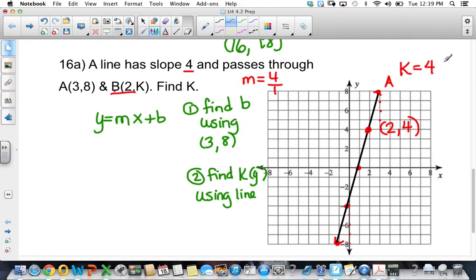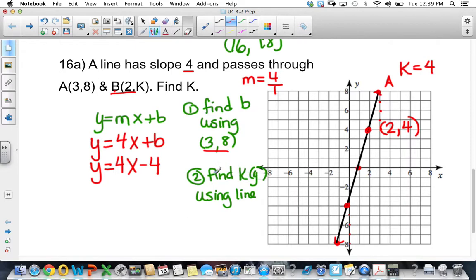Pretty easy. Now I'm going to show you algebraically how to find this to make it a little more challenging. So first thing we want to do is find b. Let's assume that we didn't graph it. Oh, we already know what b is, so that's pretty easy. So we have y equals 4x, excuse me, y equals 4x plus b. Pretty obvious to see where b is, but if I wasn't sure, I could plug in this point and find it algebraically. But b is simply negative 4. So the equation of the line is y equals 4x minus 4.